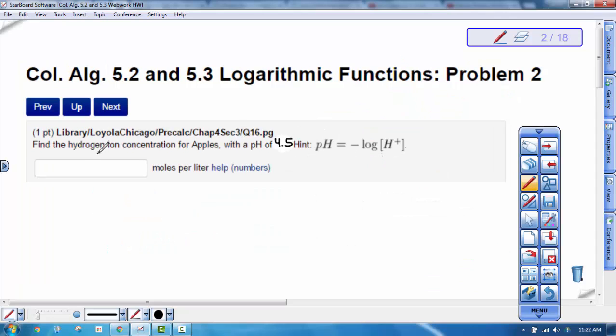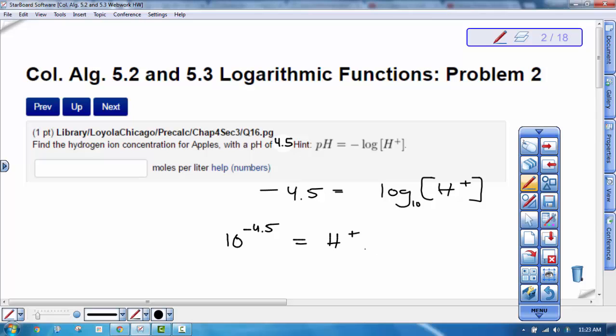Okay, so problem 2 says find the hydrogen ion concentration for apples with a pH of 4.5. So we're told that the pH is 4.5. I'm going to plug that in for pH. And here's the relationship between pH and hydrogen ion concentration. However many hydrogen ions you have affects the pH, but it's a logarithmic relationship. So if we have this equation, we can solve this. I'm going to multiply both sides by negative 1, and then change from log form into exponential form. So I'm going to do base to the exponent equals the argument. So it's 10 to the negative 4.5 equals the hydrogen ion concentration.